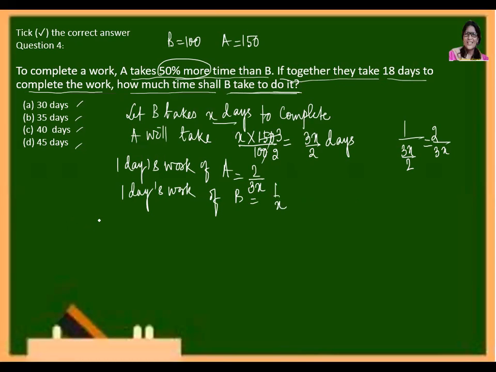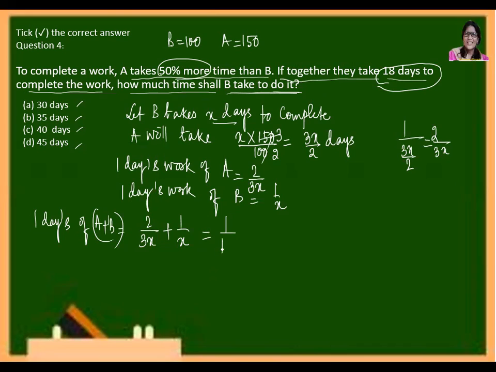Then if we combine, A plus B is equal to 2 by 3x plus 1 by x. What am I finding? 1 day's work of A plus B. And according to the question, how many days are they finishing in? They are finishing in 18 days. So in 1 day, they will do 1 upon 18. So this is the equation. You have to solve it.